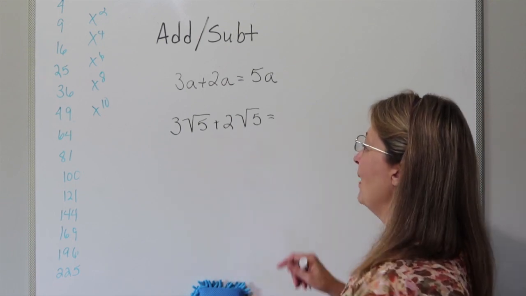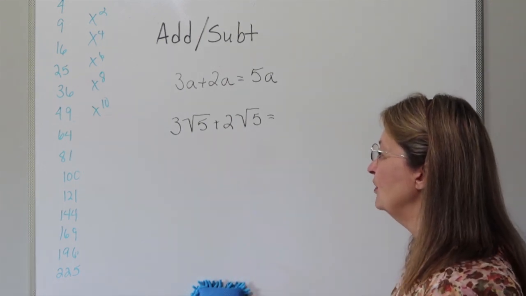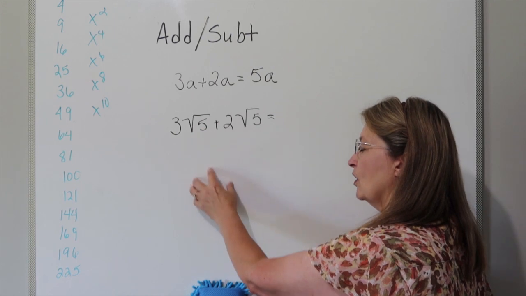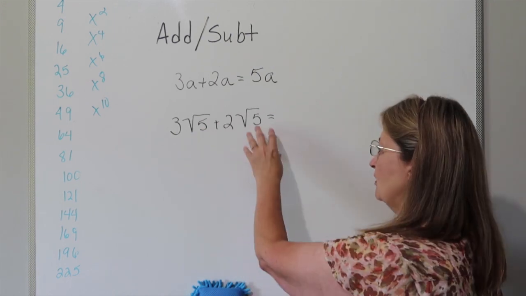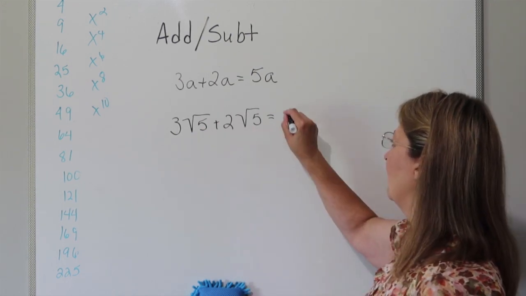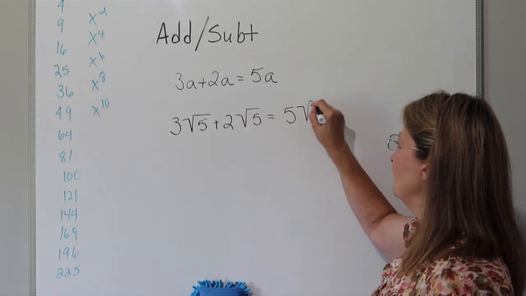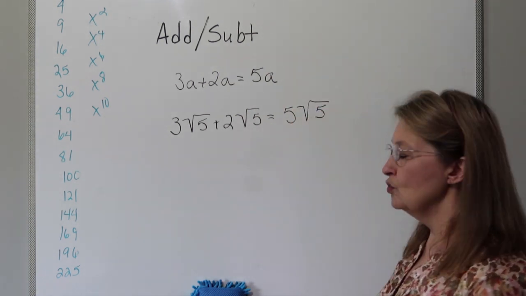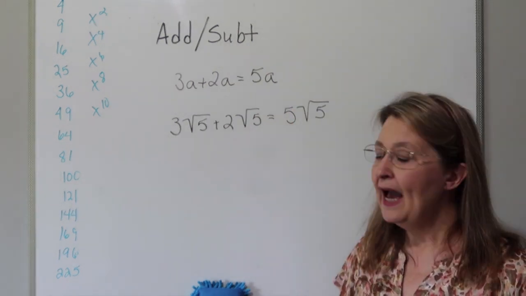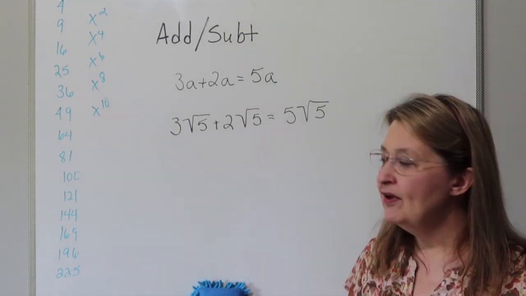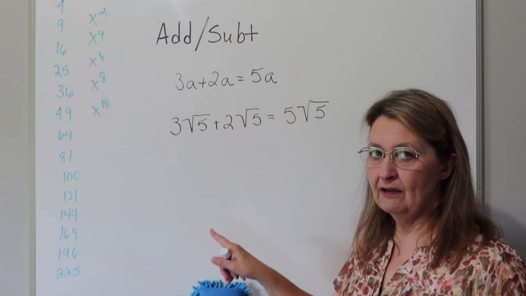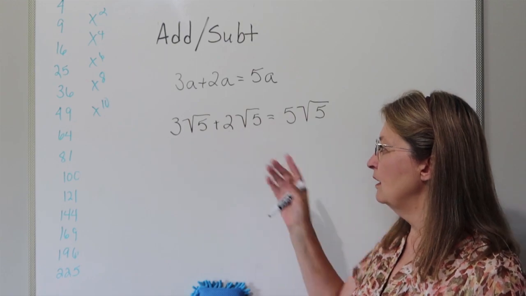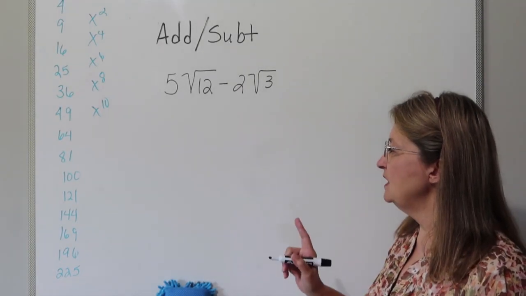But since these match, what do I actually have here? Well, I've got 3 square roots of 5, and I've got 2 square roots of 5. So when I count them up, I've got 5 square roots of 5. I don't have a square root of 25. I did not multiply these together. You were just adding the coefficients. This is example 6, page 60.